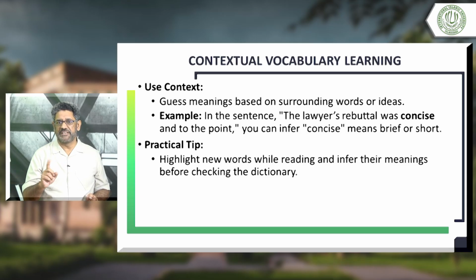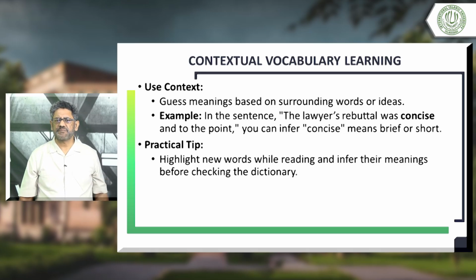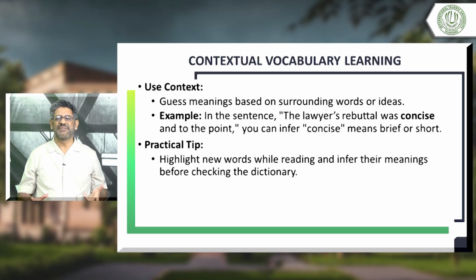Open the dictionary, please. Practical tip: highlight new words when you are reading. Highlight new words and infer their meanings before checking the dictionary. Underline them. Use a highlighter marker any way you like, okay? If it's your own book. All right? And then what you can do is first infer. Guess the meaning. Then look up the word in the dictionary. All right?